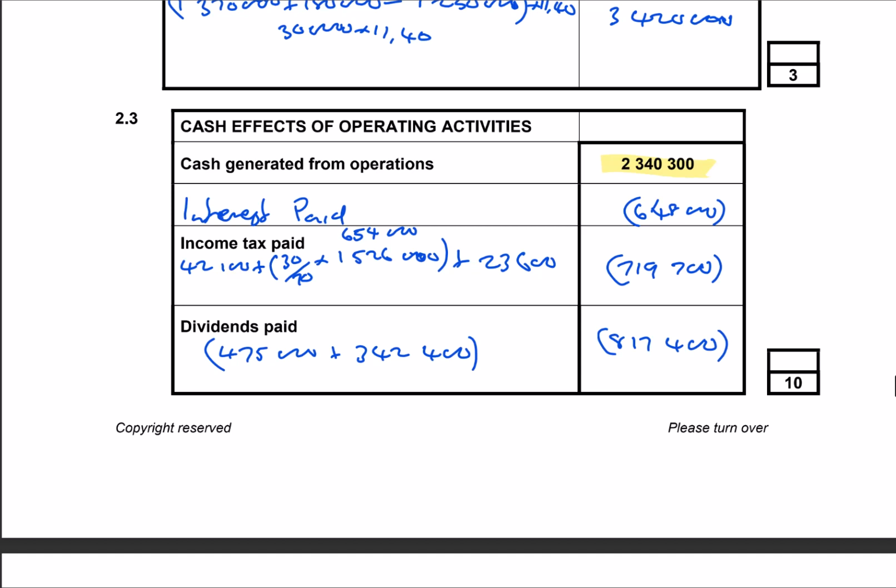Then the cash effects of operating activities. Cash generated from operations, 2,340,300 minus 648,000 minus 719,700 minus 817,400. So that will be an inflow of 155,200. That's an inflow. If it's an outflow or if it's negative, you put it in brackets as well. Moving along.